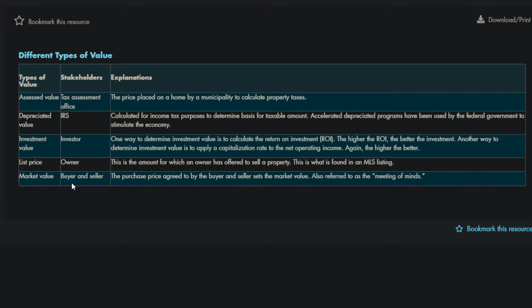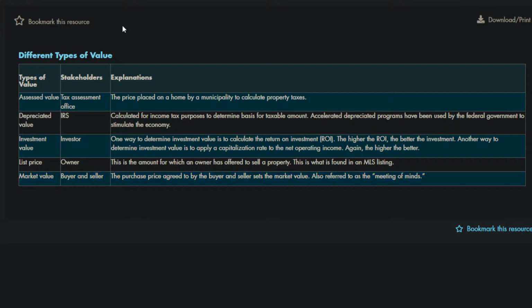Market value, buyer and seller. The purchase price agreed to by the buyer and seller sets the market value, also referred to as the meeting of minds. So if I say my house is worth $500,000 and somebody comes along and says, "Oh yeah, I agree. I'll buy it for 500,000 even though all the other homes in the area comparable went for 250." Now we're affecting the market value, right? Because now a home in the neighborhood sold for twice that amount, and the next person's going to come along and say, "Well, I could easily get 350 if he can get 5," right?